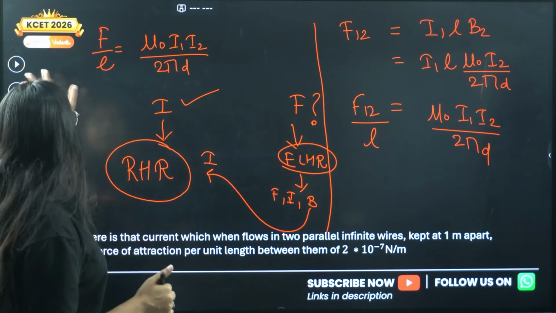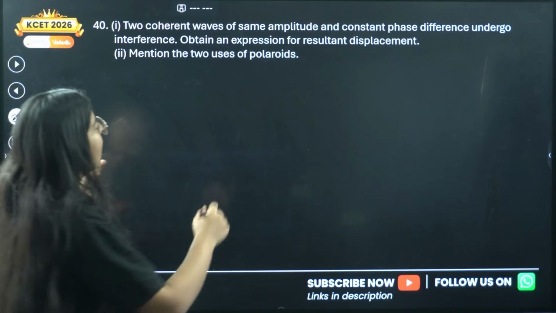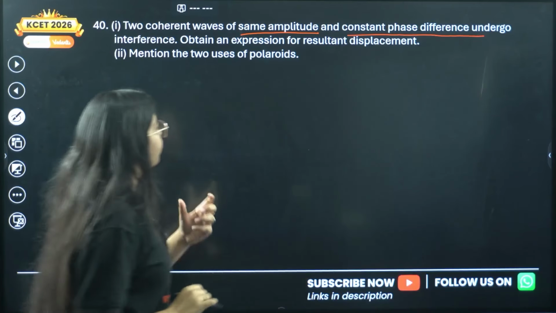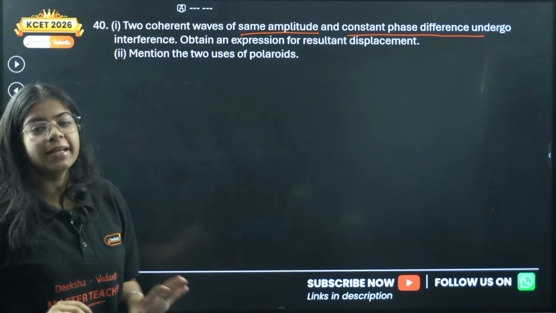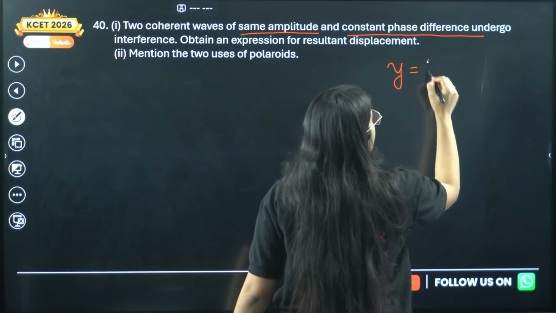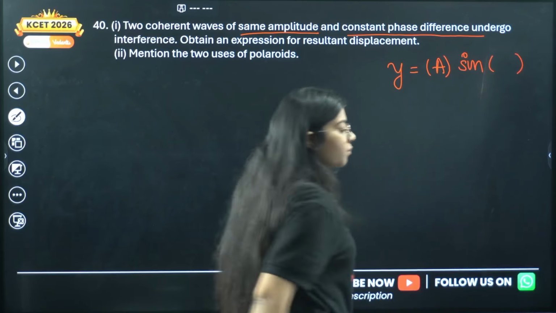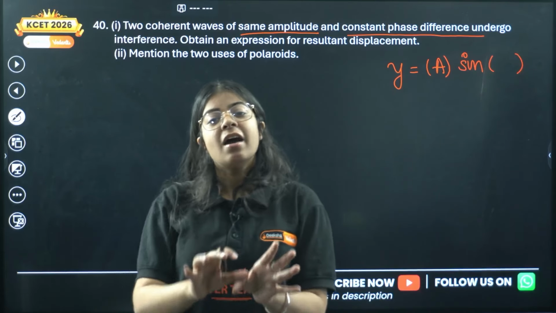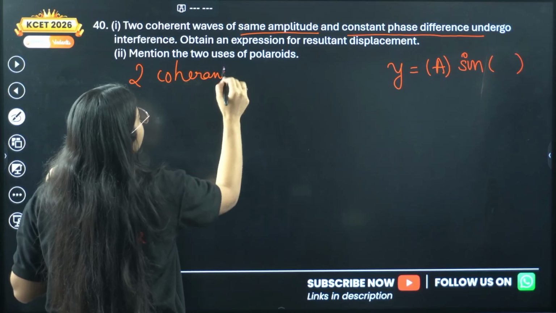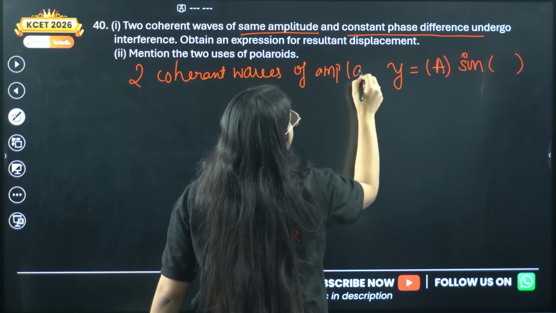This is it. Okay. Next question says, two coherent waves of same amplitude and constant phase difference undergo interference. Obtain an expression for resultant displacement. So normal displacement, how do we write? We write amplitude and since it's coherent, it will be sine omega t basically, but here it has phase difference. So we have two coherent waves, let's say of amplitude A. Correct?